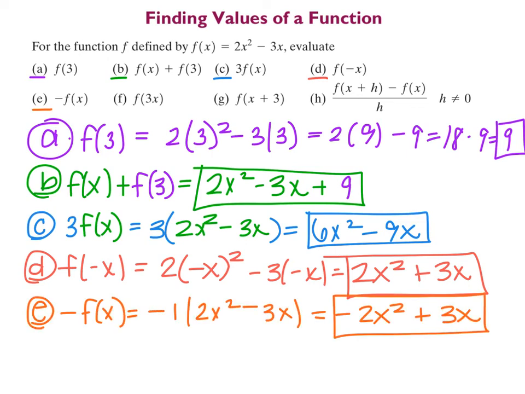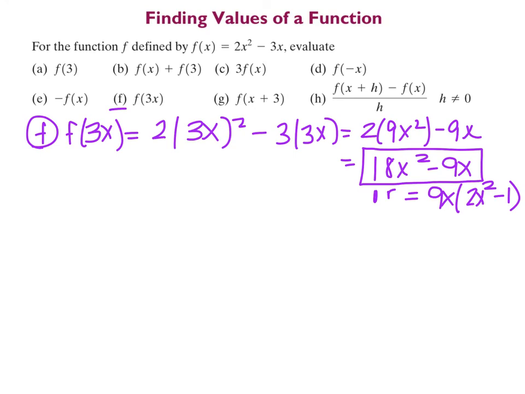And part E is related to part D, except the negative stays on the outside. So all we're going to do is negate each term in the original equation. So that's like multiplying by negative 1 to each of the terms. So positive 2x squared becomes negative 2x squared, and negative 3x becomes positive 3x.